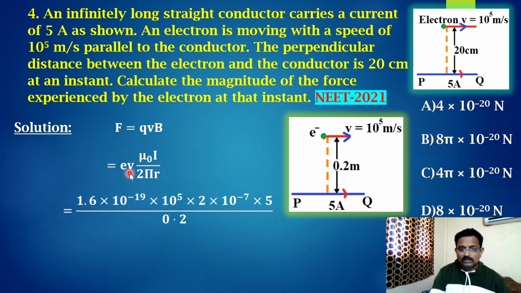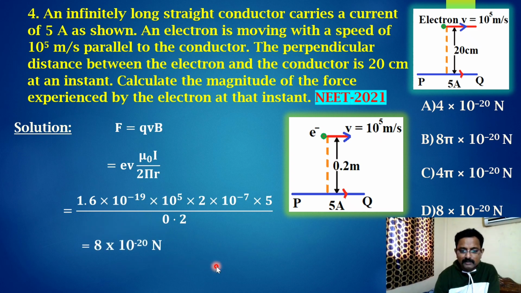So if you substitute the values, e is 1.6 × 10⁻¹⁹ and velocity given is 10⁵. μ₀ by 2π is there, so I will multiply and divide by 2, then I will get 2 × μ₀/4π. So 2 times μ₀/4π value 10⁻⁷, I value 5 ampere, by R value, that is 0.2 meter. If you simplify, we will get 8 × 10⁻²⁰ Newton. From the given options, option D is the answer, my dear.